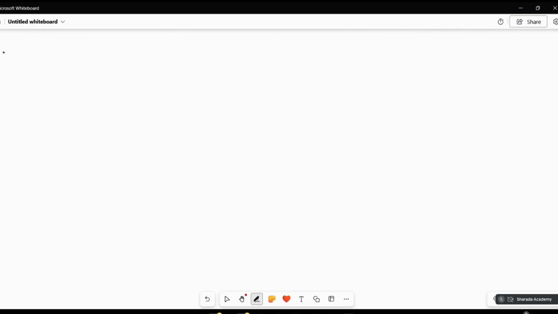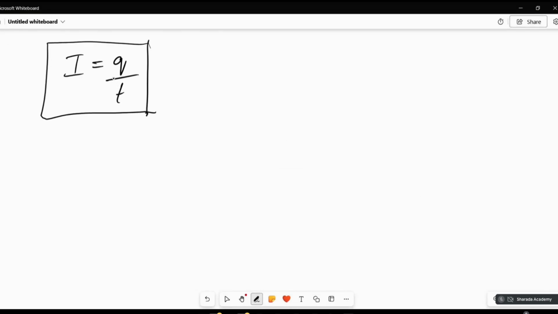So write: current is equal to Q by T, that is, total charge per unit time. I think you have written Q by T. Read once whatever we studied, then we'll do some problems.